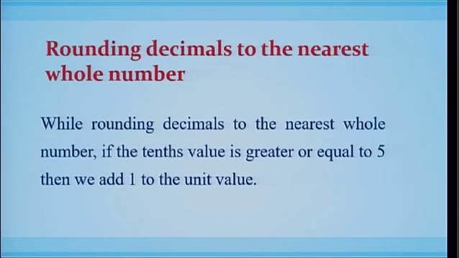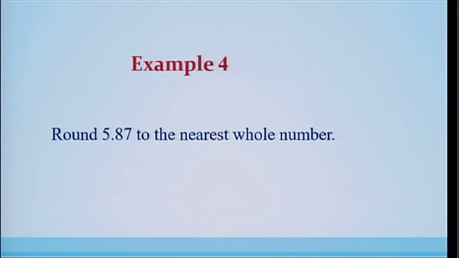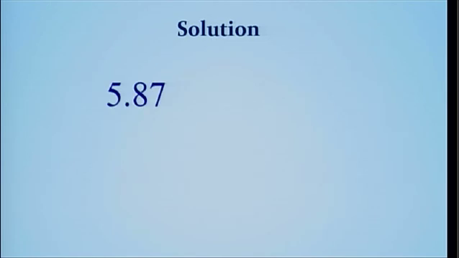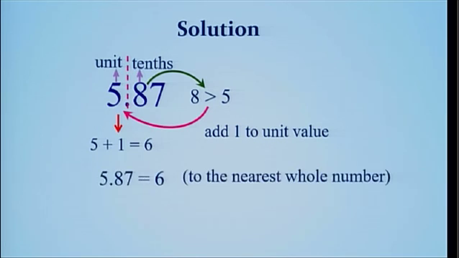Now, if the tenth value is greater than or equal to 5, we are going to add 1 to the unit value. For example, if we want to round 5 decimal 87 to the nearest whole number, we are going to analyze the tenth value, which is greater than 5. So you are going to add 1 to the unit value. 5 plus 1 is 6.